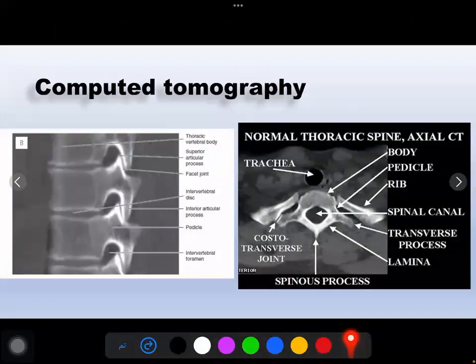Okay. And in this axial view, this is the transverse process, and this is the costotransverse joint. This is the rib, and this is the transverse process of the thoracic vertebra. So this is the costotransverse joint, and this is the costovertebral joint.